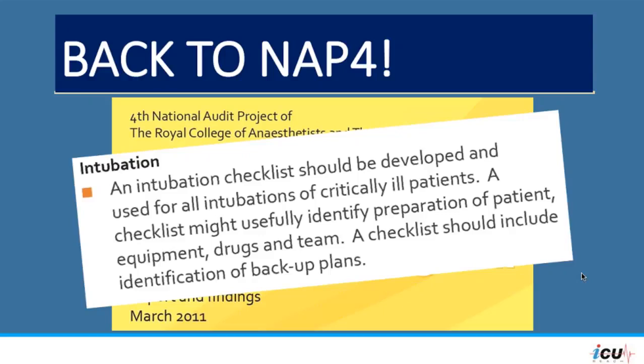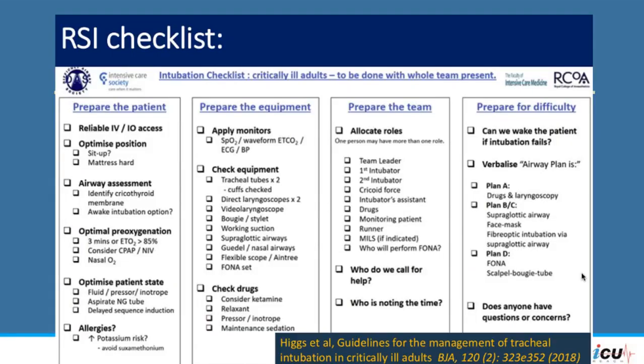If you browse the internet, you'll find a lot of checklists being used. But I will share with you this checklist, which was published recently, actually in February this year. Here you can see they categorized it into 4 columns: prepare the patient, prepare the equipment, prepare the team, and prepare for difficulty. The idea behind the checklist is that before you embark on intubation, the intubator must go through all the items and check them with the team to make sure things are absolutely ready for the intubation.